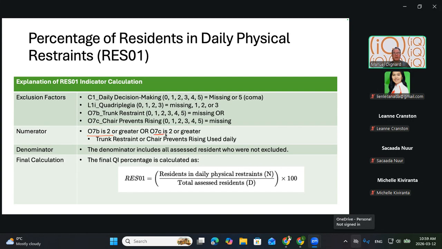If your restraints are coded at 2 or greater, so daily, we look at 1. So yeah, 1 is use less than daily. So as soon as a restraint is used daily, you will be part of that numerator.